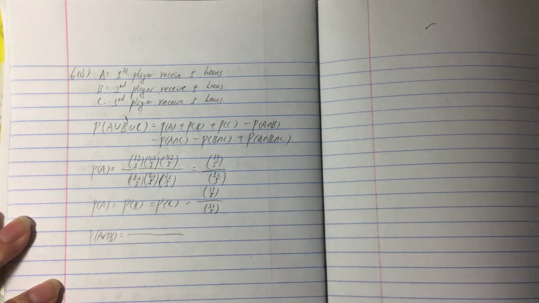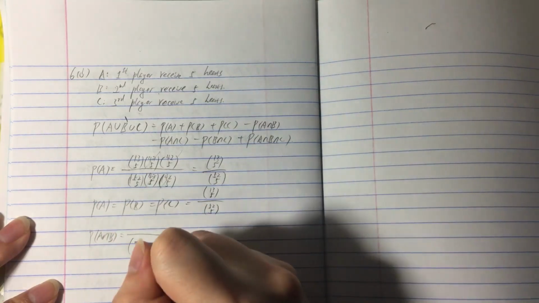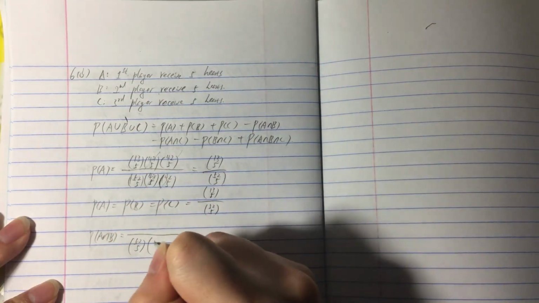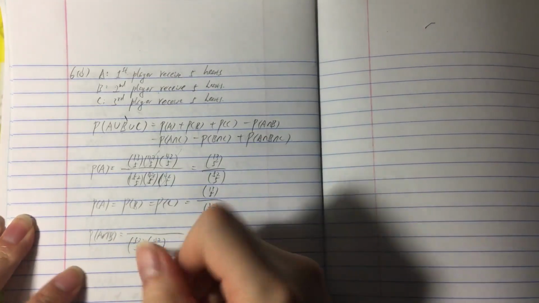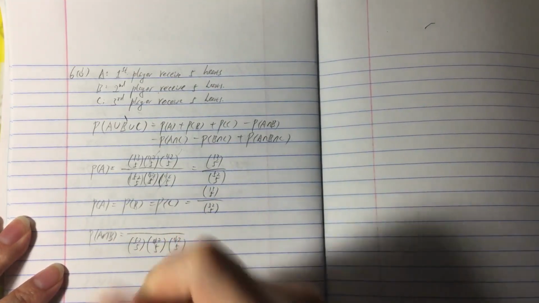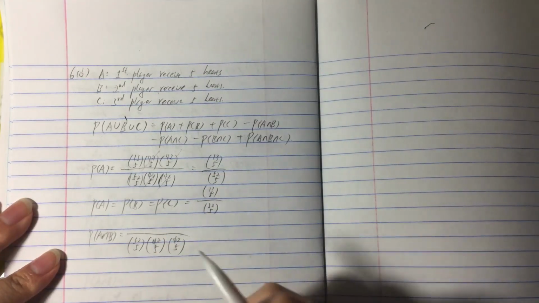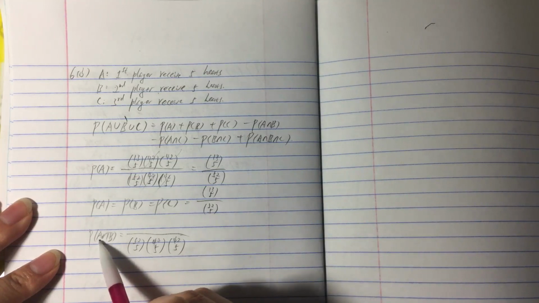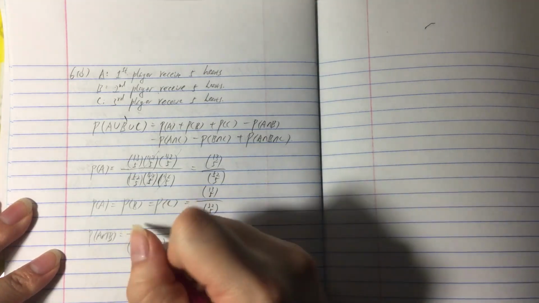For the number of all possible outcomes, we have 3 players. Each player receives 5 cards, which is the same as what we have here: 52 choose 5, 47 choose 5, and 42 choose 5. That's the denominator, the number of all possible outcomes. Then for the numerator, the number of favorable outcomes, we want the first player to receive 5 hearts and the second player to receive 5 hearts. We don't care about the third player.